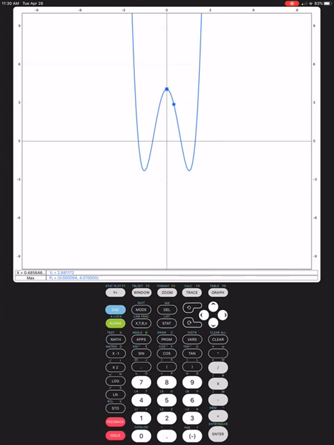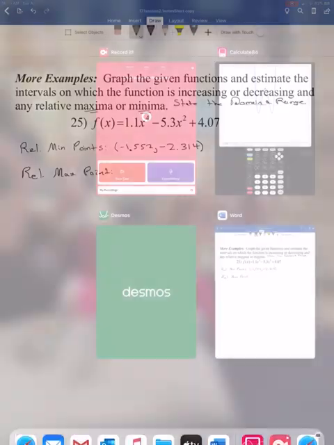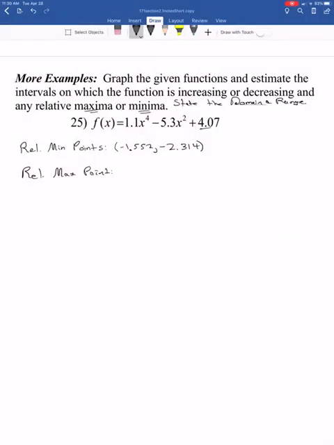So our relative max is the y-intercept point. So let's go back and write that one in here. So again, remember, you see the constant term. So our relative max point is the ordered pair, 0, 4.07. So we don't need to do any rounding on that one. Now we have another relative min point. Let's go ahead and get that.